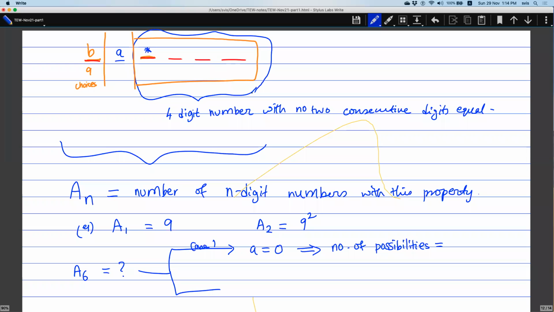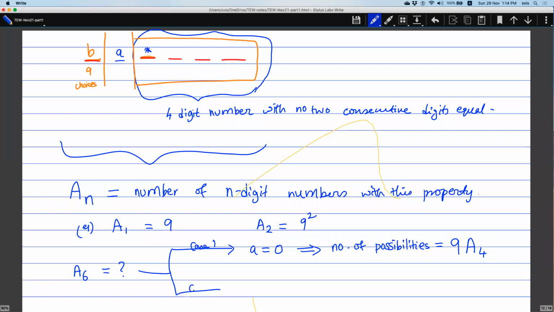But then we have given it a name. Those are the numbers we are trying to find. So it is A4. So the number of possibilities is 9 possibilities for B, and for this 4-digit number, there are A4 possibilities, because that's what A4 is defined to be. Is this okay? You sort of solve the problem in terms of itself, a recursive sort of solution of the problem.